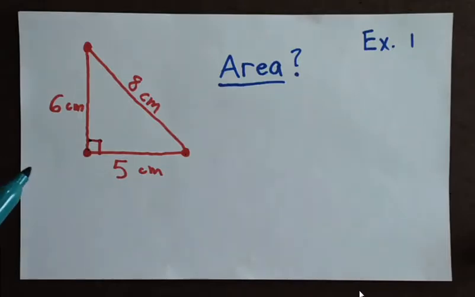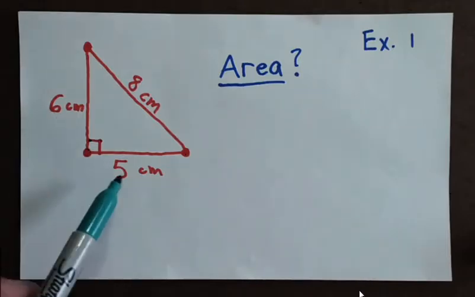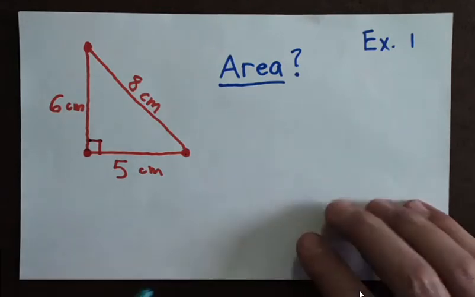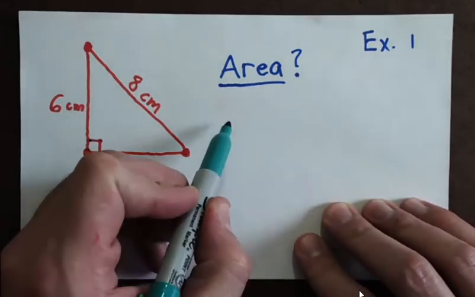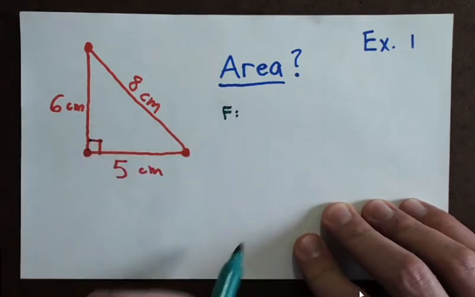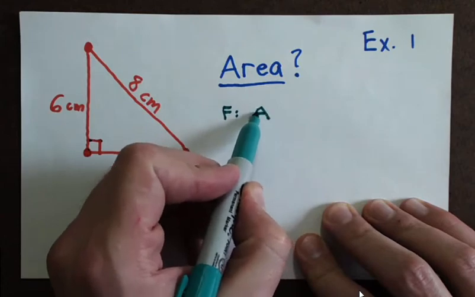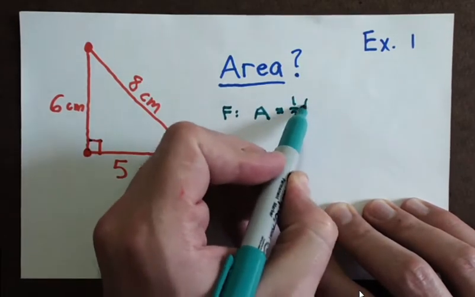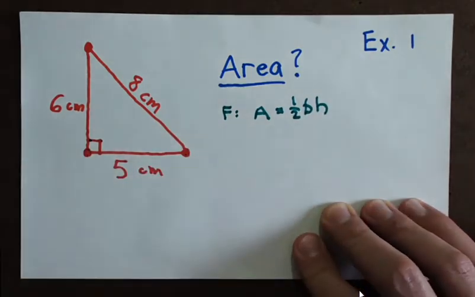So we got this triangle right here. One side is 6 centimeters, one's 5 centimeters, one is 8 centimeters. Question is, what is the area? So what we're going to do, we're going to use a formula called FSA. We're going to start with the formula. Alright, our formula is area equals 1/2 times base times height.